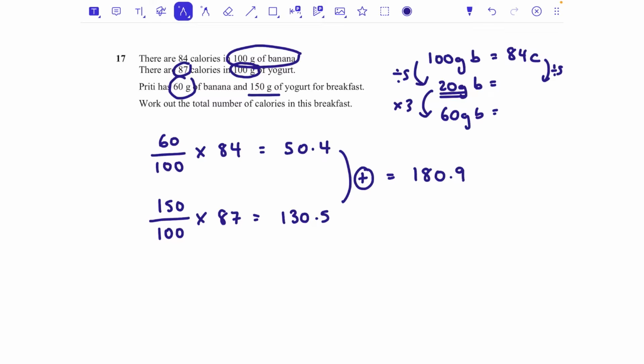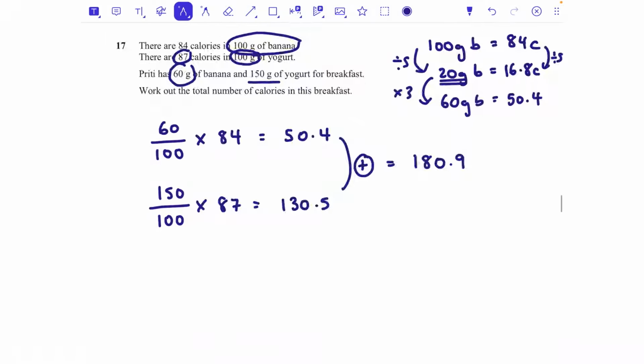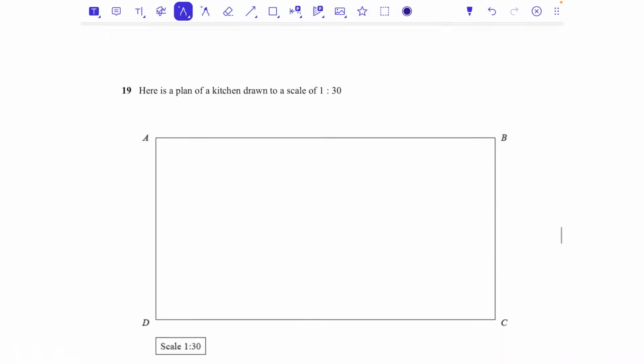So 84 divided by 5, that is 16.8. So there's 16.8 calories in each 20 grams. And then you can times that by 3. And you do get 50.4, exactly the same. So lots of different ways you can do it. Ultimately, you're just working with proportion there, but your answer should end up being 180.9. So well done if you got that.